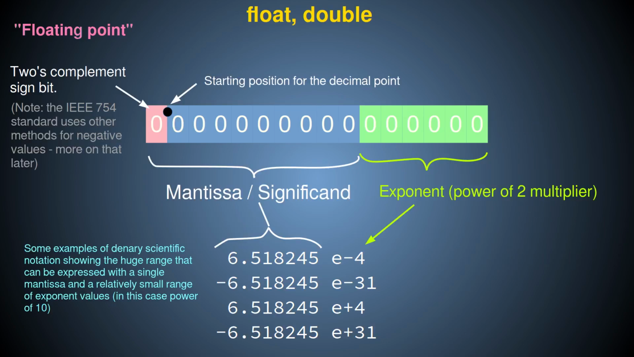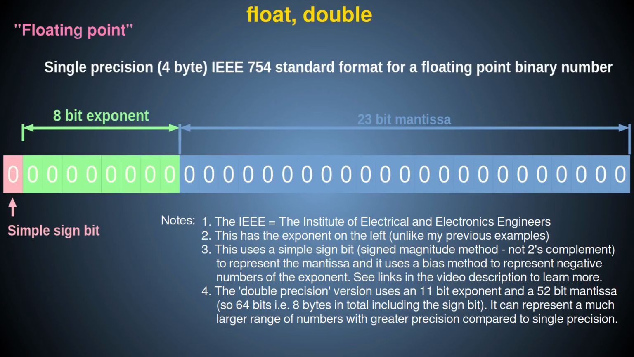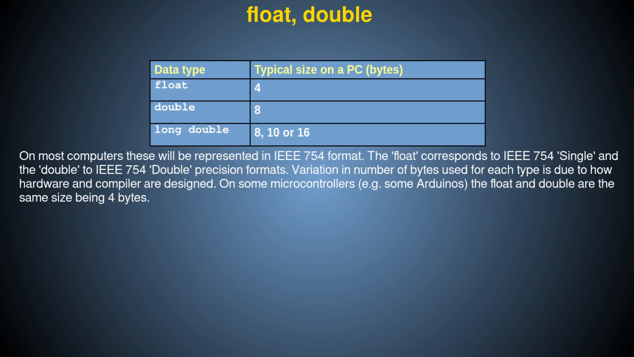The most commonly used floating point format today is the one defined by the IEEE 754 standard. The details of the IEEE 754 system are beyond the scope of this video, but I'll put a link to a more detailed explanation of it in the video description below. C has the floating point data types shown in the table that vary in the number of bytes they use and therefore the maximum range and precision of values they can represent.